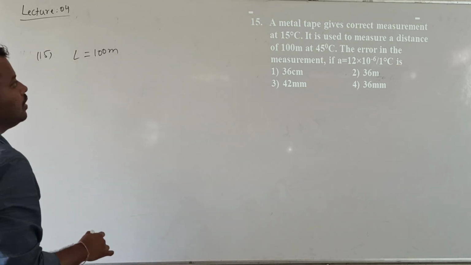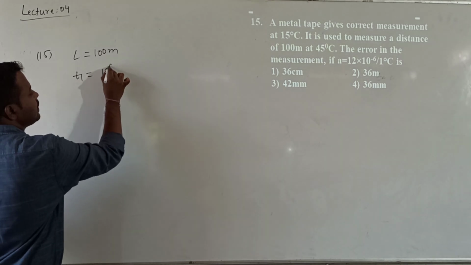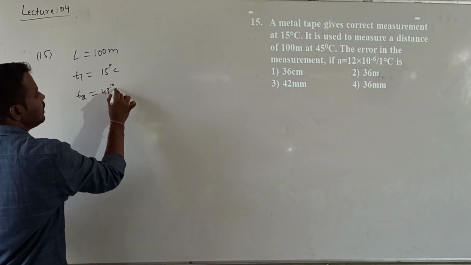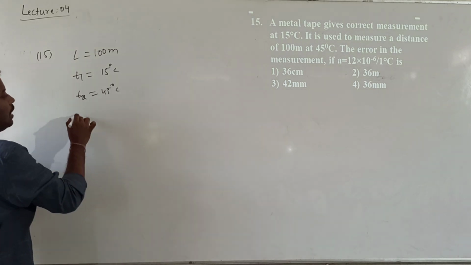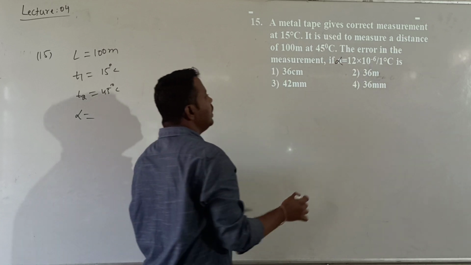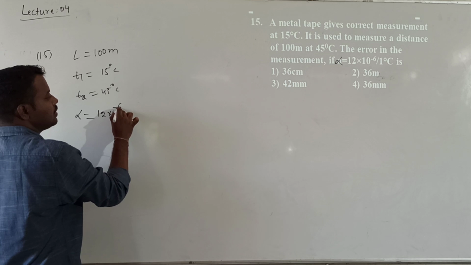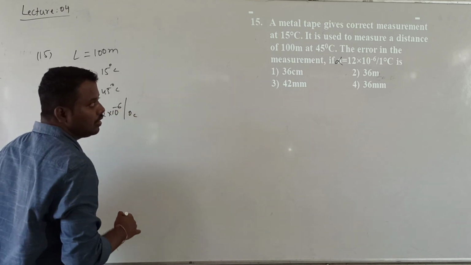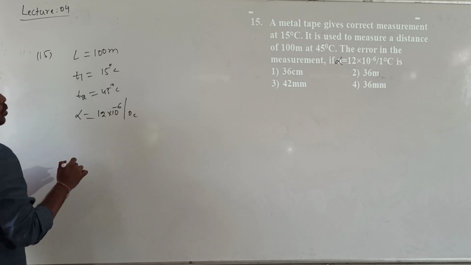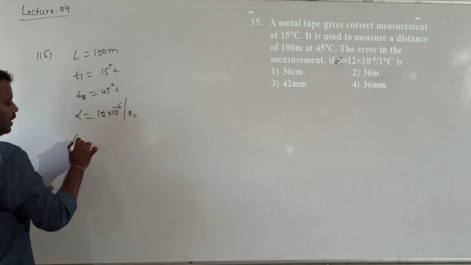Okay now, so what is the initial temperature? It is calibrated at 15 degrees Celsius. At what temperature are you measuring the length? 45 degrees Celsius. What is the alpha value given as? So alpha value is 12 into 10 power of minus 6 per degree centigrade. Then they are asking us to calculate the correct reading, the true reading value, the error value. So what is the correction required?